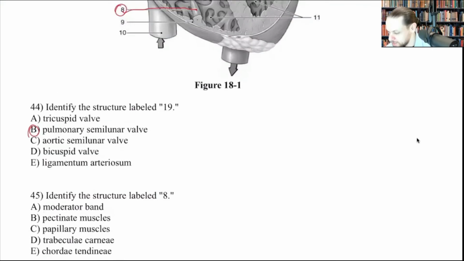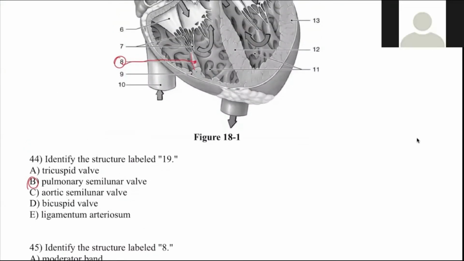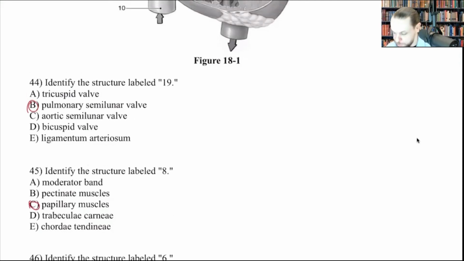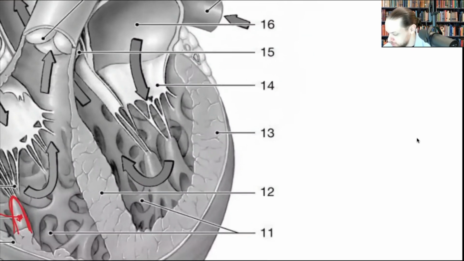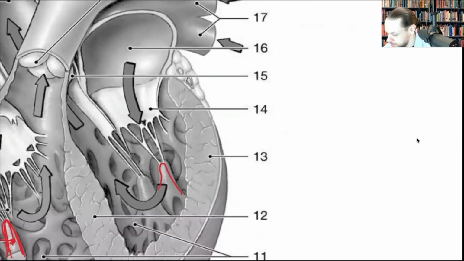So what's directly connected to the chordae tendineae, right? You see how it's pointed specifically to this? Papillary muscles, I believe I heard you say. Papillary muscles is correct for number 45. And this is why I was explaining to you guys, these are the papillary muscles, and they are directly connected to the chordae tendineae, and the chordae tendineae is directly connected to the cusps of the valves.